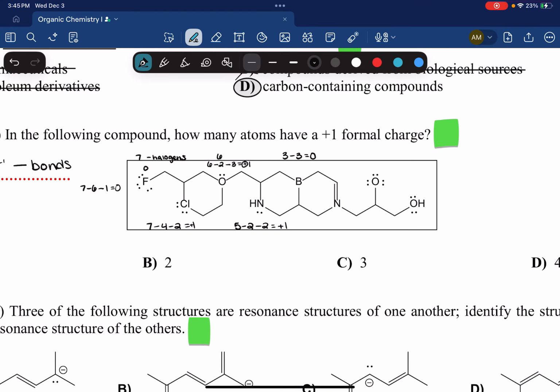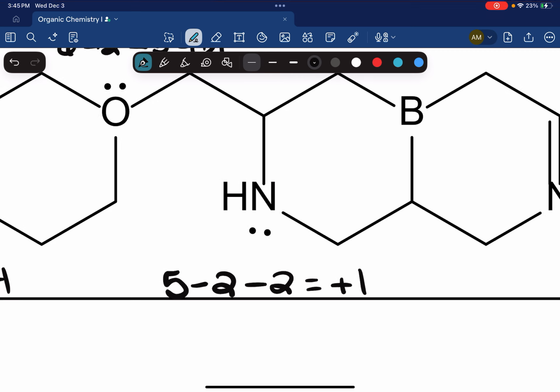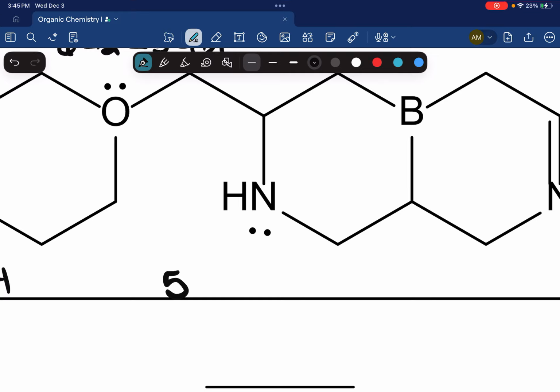Double bonds, I think, are doubled. Oh, no, we messed up on this one. Here it is. Here's the problem. Okay, I didn't count that there's a bond right here to the hydrogen, right? So don't let that get you.